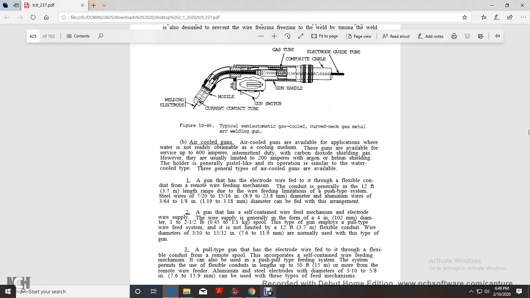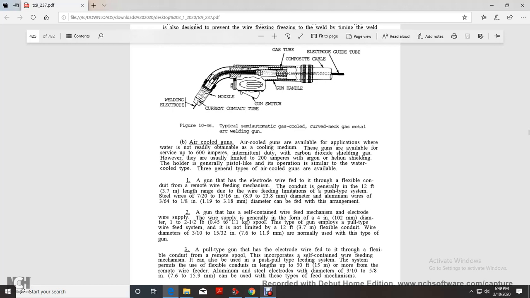Air-cooled guns are available for applications where water is not readily obtainable. The air cooling medium guns are available to serve up to 600 amps intermittent duty with carbon dioxide shielding gas. However, they are usually limited to 200 amps with argon or helium as shielding. The gun is generally pistol-like and operates similar to the water-cooled.